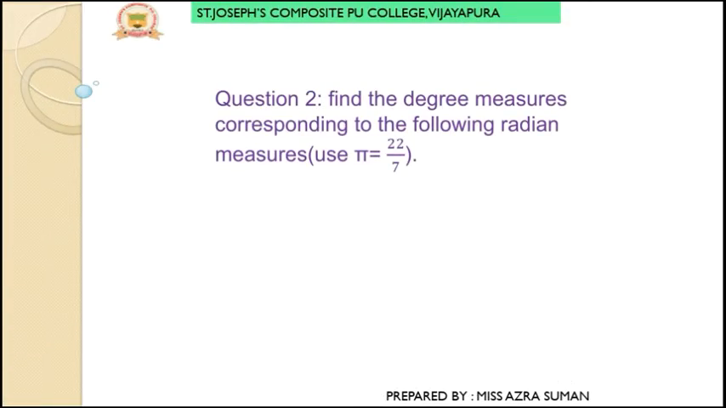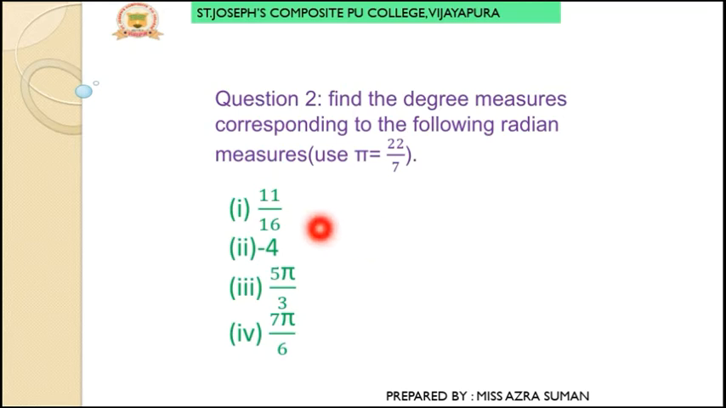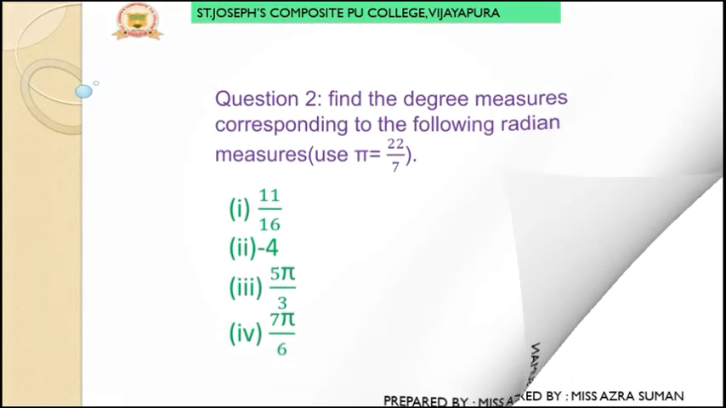The second question is, find the degree measures corresponding to the following radian measures. Use pi is equal to 22/7. And the sub-questions are 11/16, -4, 5π/3 and 7π/6. Now we will solve these problems one by one.